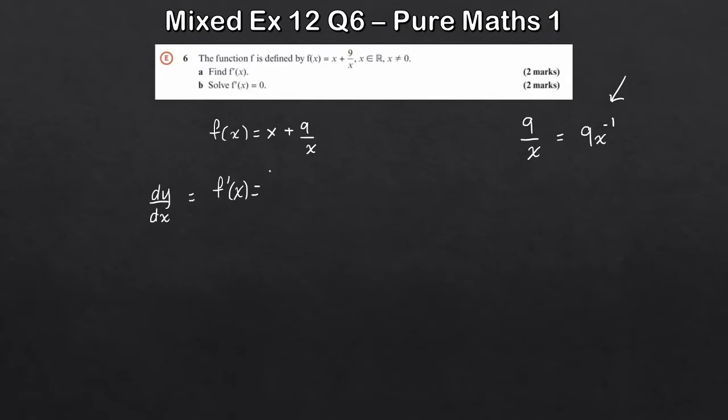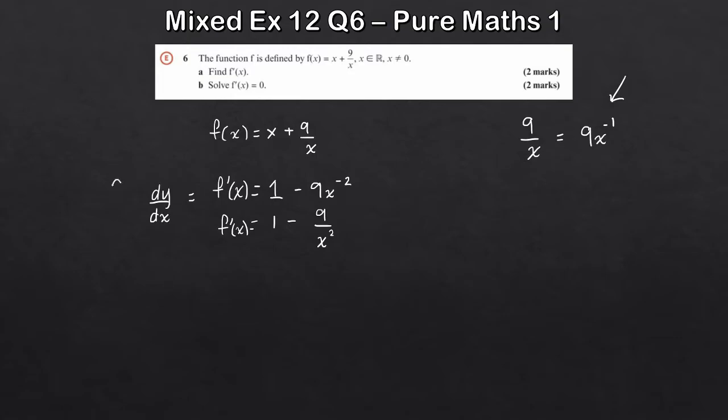So if you find f prime now, that's the same as differentiating. The differential of x would just be 1. 9 over x, we've written as 9x to the minus 1. So 9 times minus 1, that'd be minus 9. Subtract 1 off the power, so minus 1 minus 1 gives us minus 2. You can actually rewrite this if you want. That'd be 1 minus 9 over x squared, and we will need that form for part B. So that's f prime of x there.